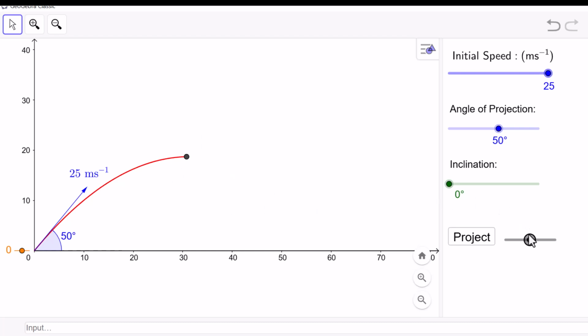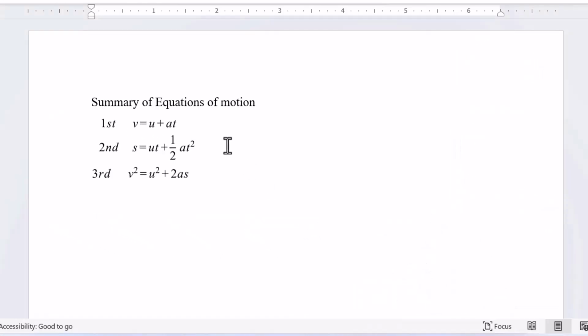To start, take note, in these three equations there are some things I need to change. Let me edit. Okay, let me not edit directly. Let me copy this first. I'll paste it somewhere here.